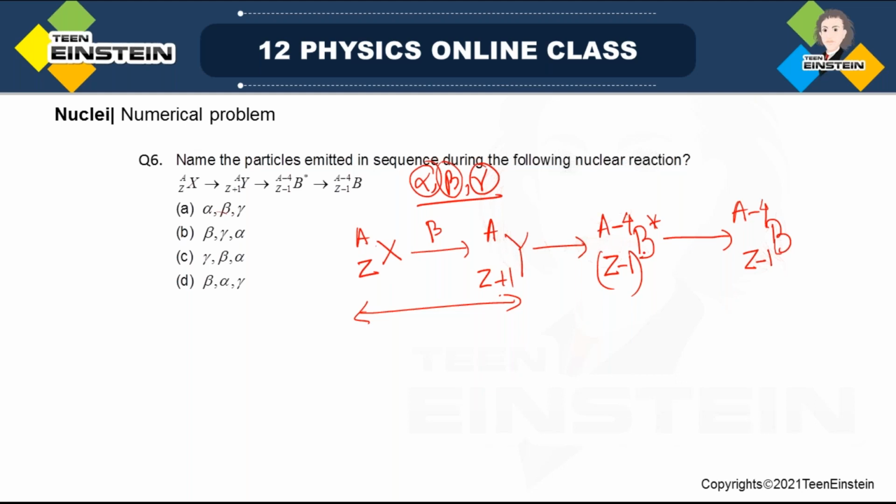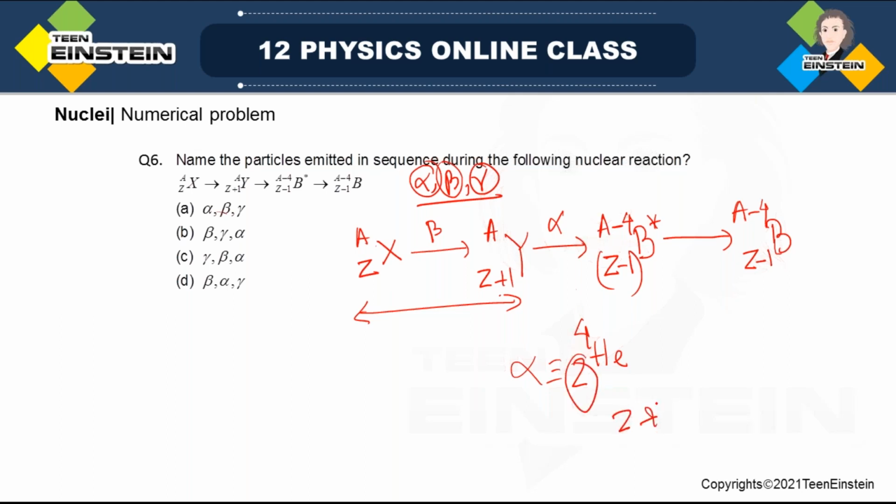Then in this second case, see, mass number is actually getting reduced by 4. That means what? In case of alpha decay, alpha is a nucleus of helium, so it has 4 mass number. If alpha decay happens, then only the mass number is reduced by 4. That means here it will be alpha decay, and there will be a reduction in atomic number as well.